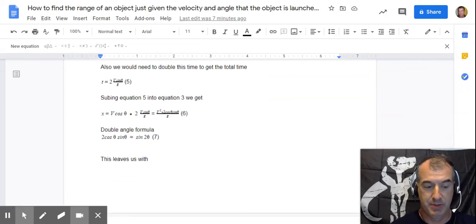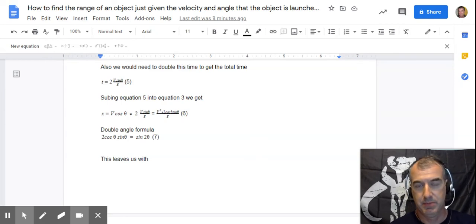Finally, we're going to substitute equation 5 into equation number 3. The range is going to be v, the initial velocity, times the cosine of theta, multiplied by 2 v sine theta all over g, and then getting it into a format that is a little more user-friendly: v times v is going to be v squared. I still have a 2 cosine theta sine theta, and then all over g.